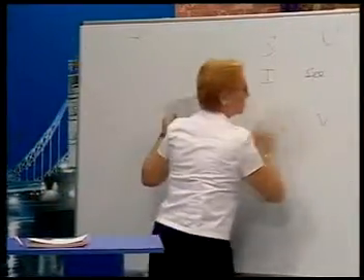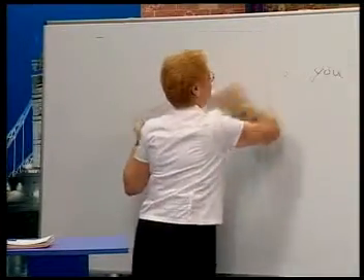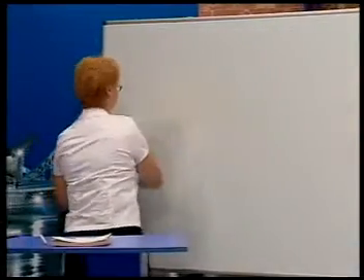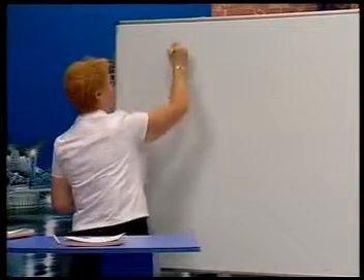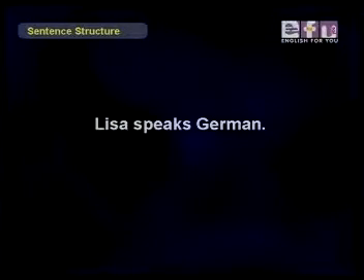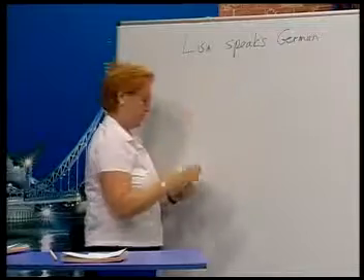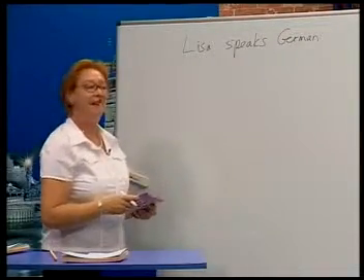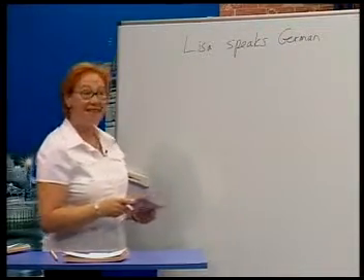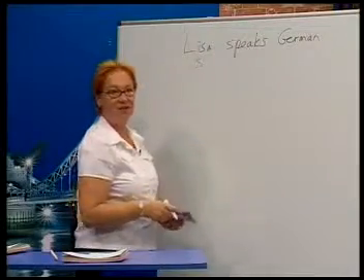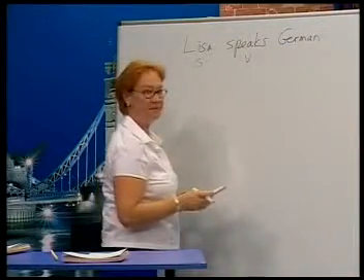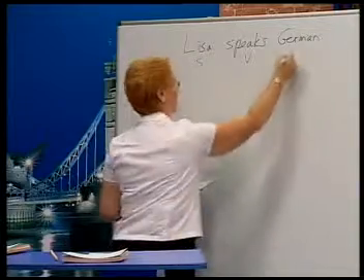Let me make some room here. And we'll put some sentences on the board for our assistants to help with. Now, here we go. Here's a sentence. Lisa speaks German. Okay, Lisa, what is the subject? Lisa. Good. Isabel, what's the verb? Speaks. And Ali, what is this? It is the object. Good.